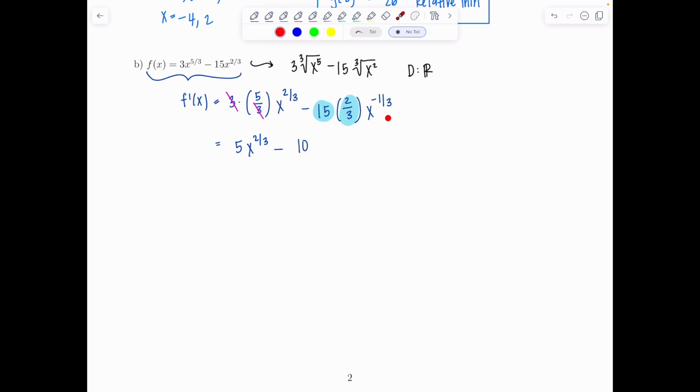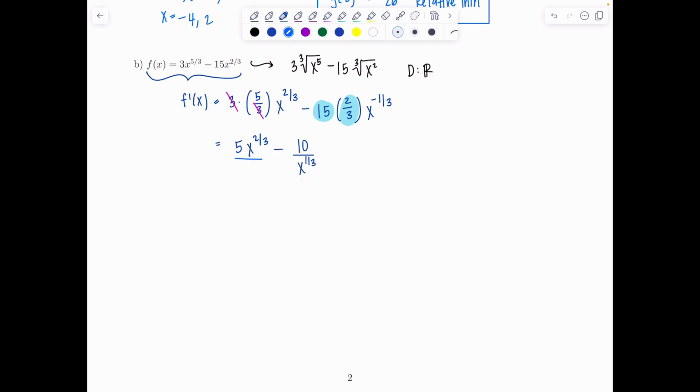And then I'm going to put x to the -1/3 in the denominator. So I'm going to write this as 10 over x to the 1/3. And remember, the easiest way to identify critical values is when your derivative is written as one expression. I don't want two terms like this. I'm not happy about this. So I want to get a common denominator.